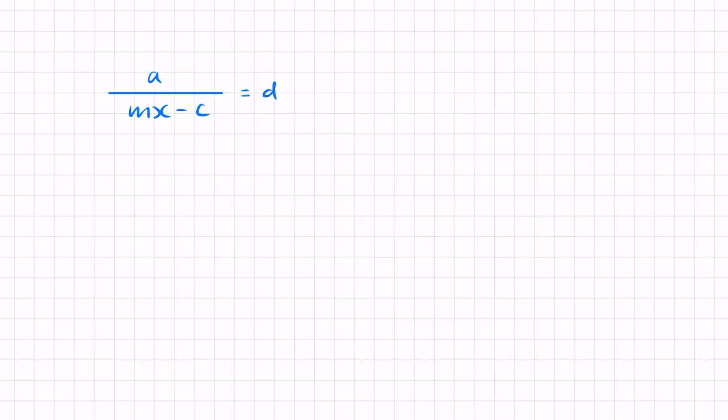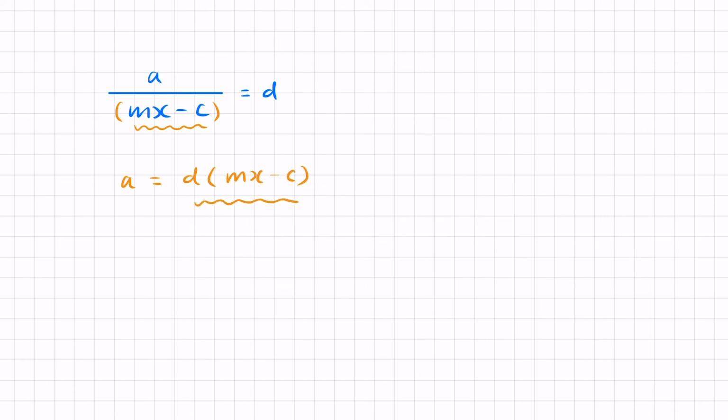So what would happen if X is in the denominator? Well, this is slightly different. The first step you will need to do is to rearrange so that x is not in the denominator. So what you can do is you can multiply both sides by what's in the bracket. So now you will be able to use function machine to make x the subject.